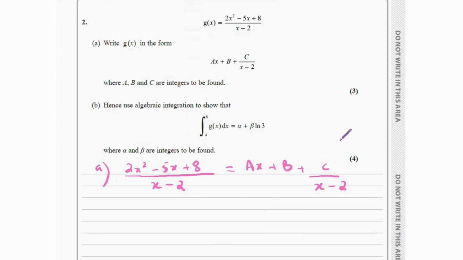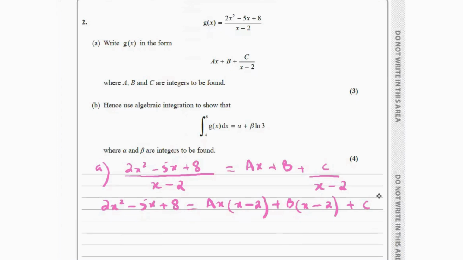When we cross multiply x minus 2 from the left-hand side to the right-hand side, it's going to be 2x squared minus 5x plus 8 equals ax times (x minus 2) plus b times (x minus 2) plus c. This is the first step. You always cross multiply the denominator of the left-hand side towards the right-hand side, and then we get rid of the fraction like this. After this, you're going to expand the brackets, and then you're going to put like terms equal to each other.